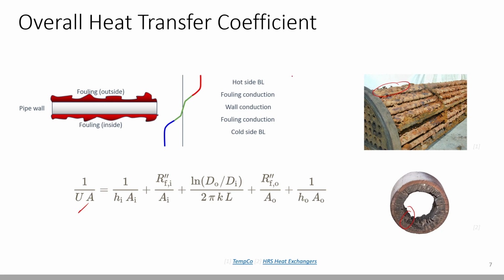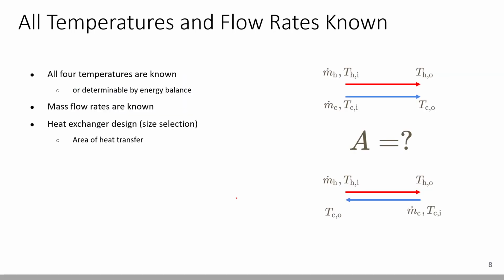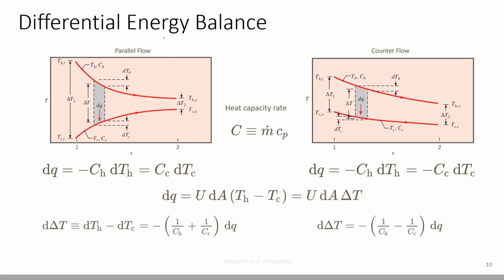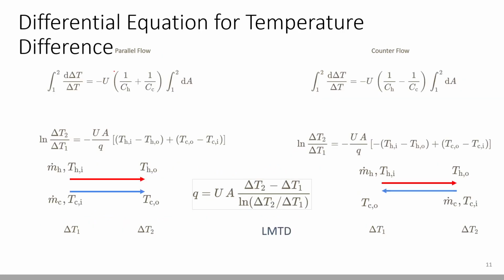So due to this fouling, you can see that the effective resistance to the heat transfer increases. That is why we take into account this term. Then if we write a differential energy balance across either the parallel flow or counter flow, we can define this driving force, that is a temperature difference, as the log mean temperature difference, which is given by this equation: delta T2 minus delta T1 upon ln of delta T2 by T1. That is our log mean temperature difference.